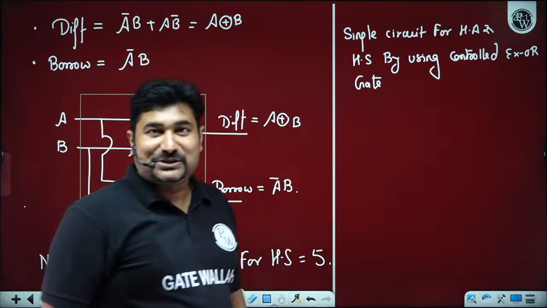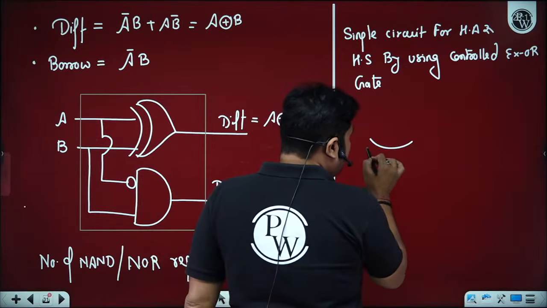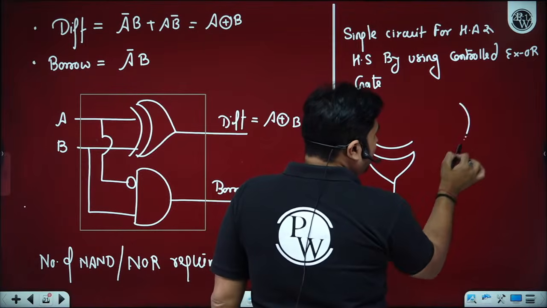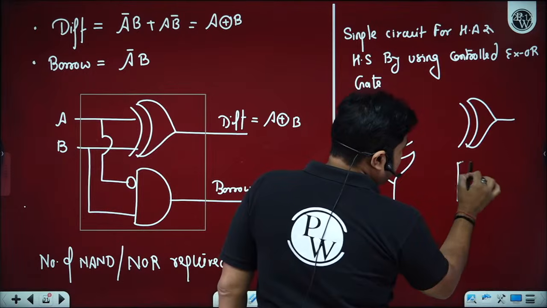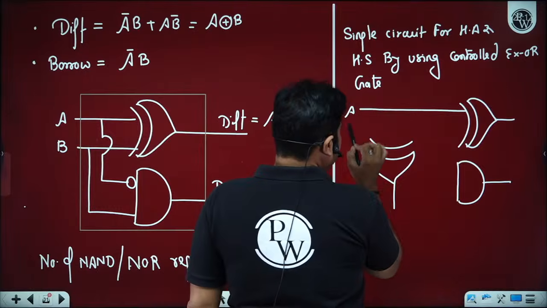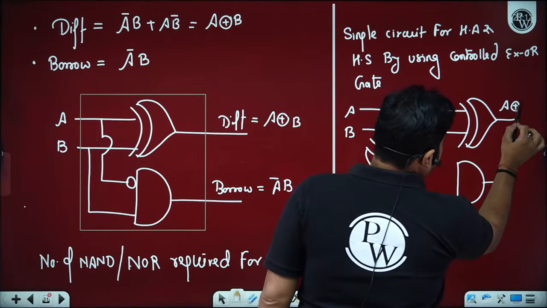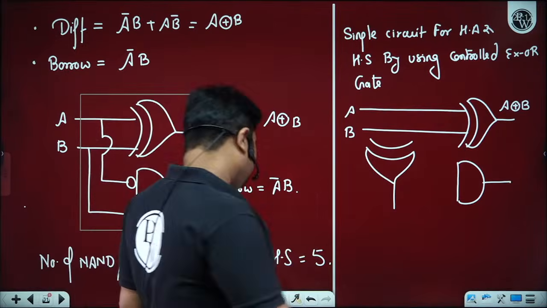Is it okay? So how to use a controlled XOR gate? Sir, very easy. We all know an XOR gate can act as a buffer as well as an inverter. So if we are performing A, B, this will give the difference or borrow, A XOR B. That is, difference as well as sum, both will have the same.